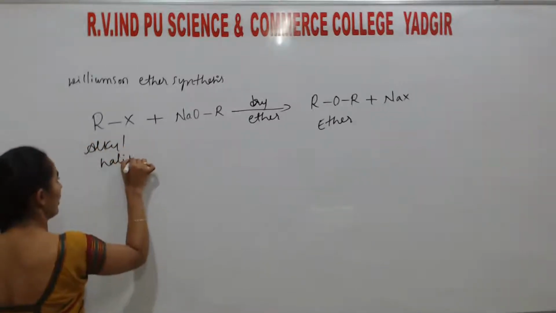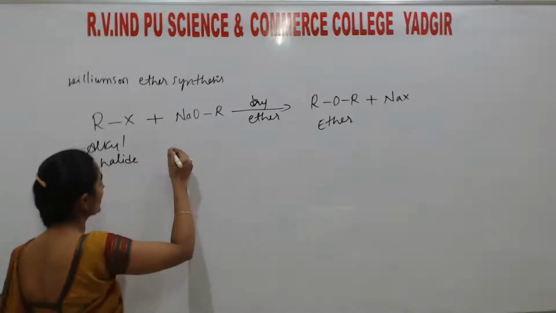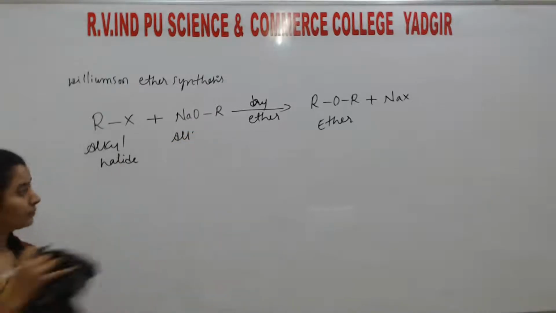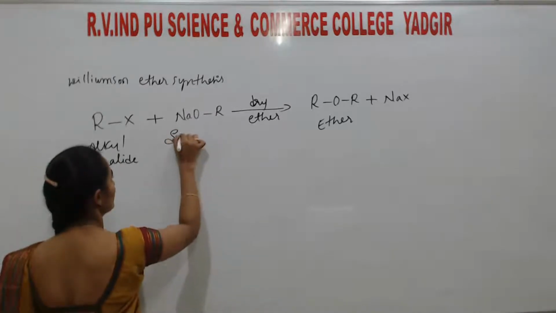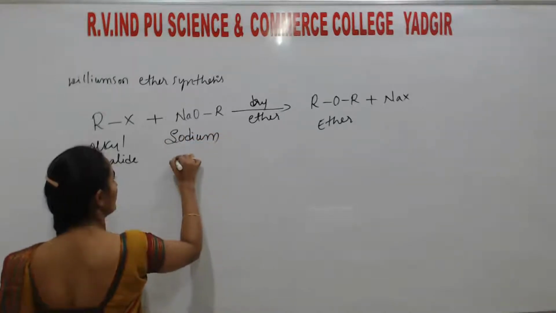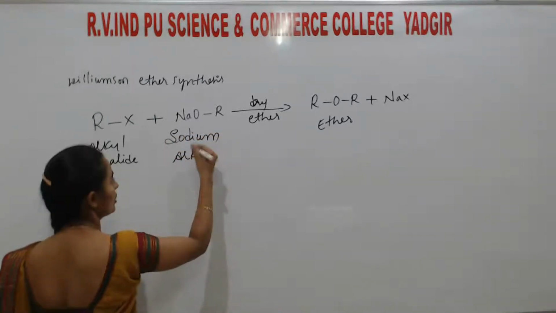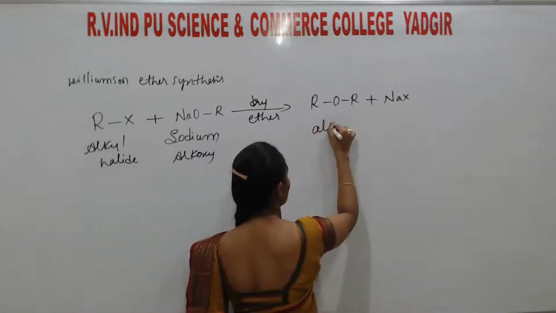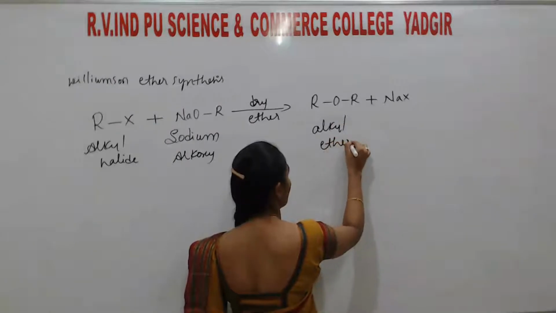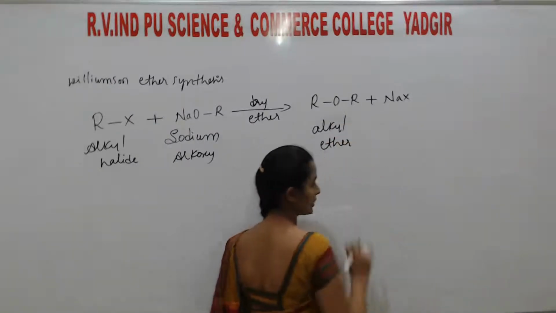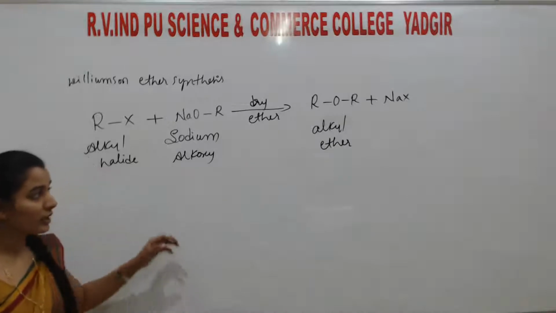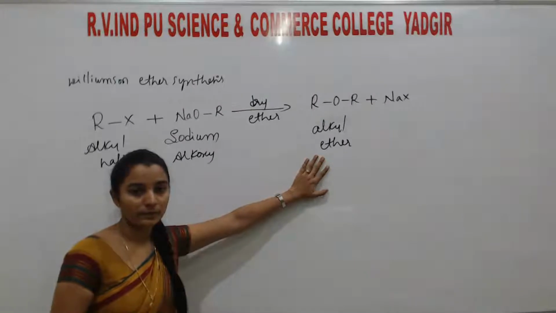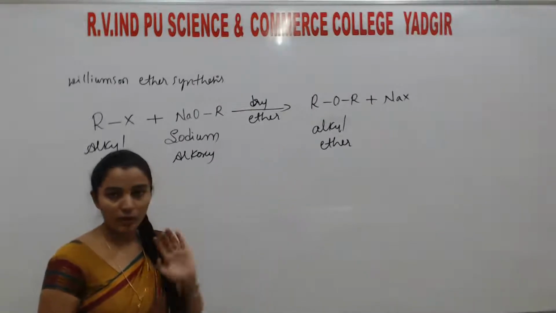Alkyl halide, aromatic haloalkane. This is sodium alkoxide. This one is alkyl ether. That is NaX. Okay, so listen students, what I wrote here, this is the common name, not the IUPAC name. Remember, what I wrote here is only the common name.